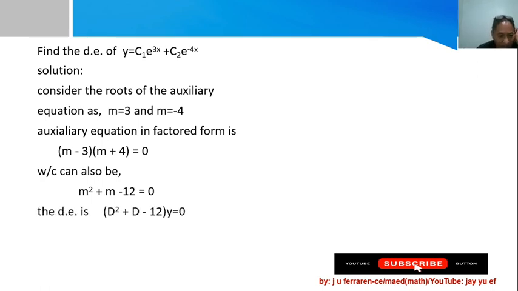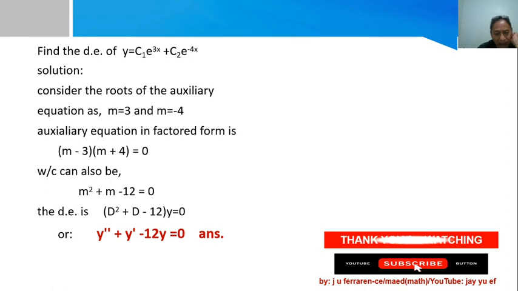D squared plus D, with D containing m applied to the function y, minus 12 applied to the function y. And your D may be represented by the prime symbol. Y double prime plus y prime minus 12y equal to 0 as our answer. Okay, so that is how we use the linear DE, homogeneous linear DE with constant coefficients, related to the previous topic we have.